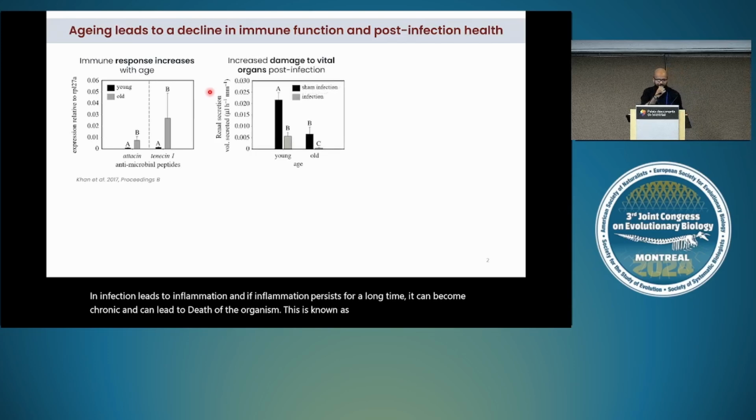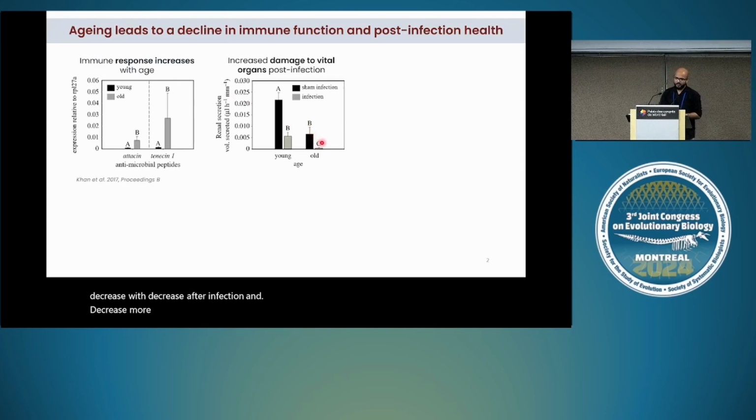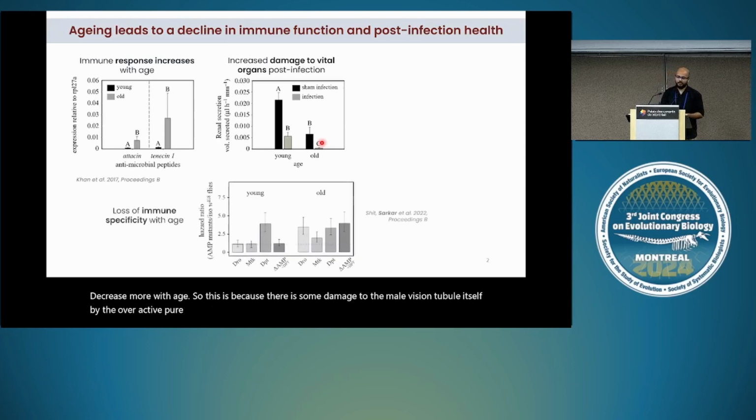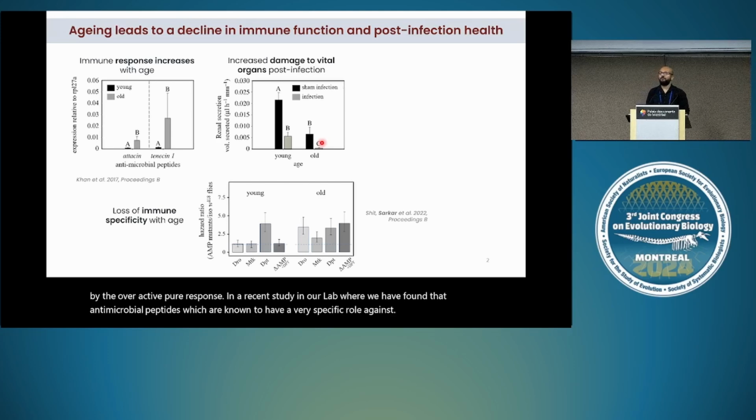In this example, you can see that renal secretion through the Malpighian tubule of beetles actually decreases after infection and decreases more with age. This is because there is damage to the Malpighian tubule itself by the overactive PO response. In a recent study in our lab, we found that antimicrobial peptides, which are known to have a very specific role against specific gram types of bacteria, also lose their specificity with age.